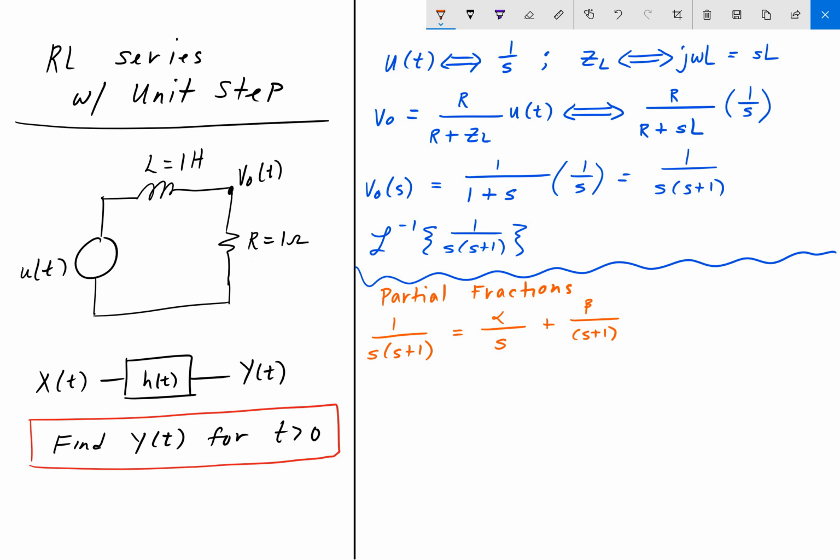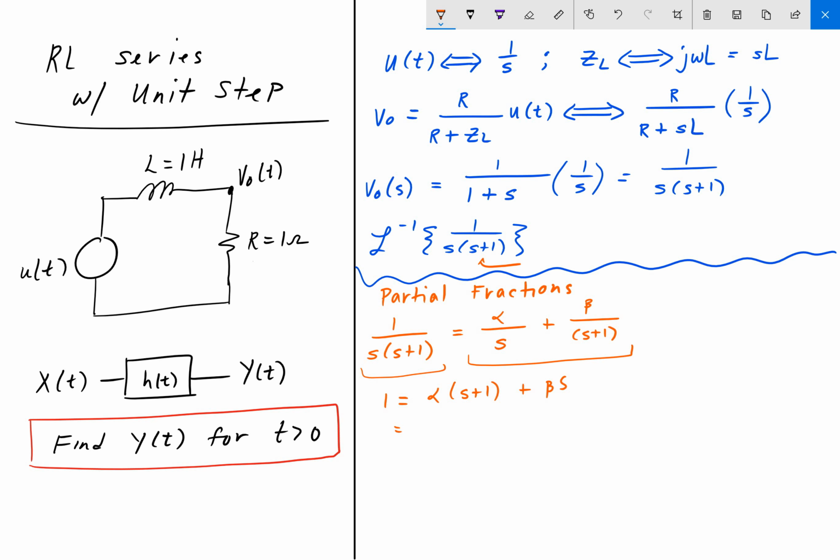And so if we can solve for alpha and beta, we can decompose this larger fraction into two smaller portions that will have Laplace transforms. What we can do is multiply this whole thing by s times s plus 1, giving us 1 on this end. Alpha over s times that quantity gives us alpha times s plus 1, plus beta s.